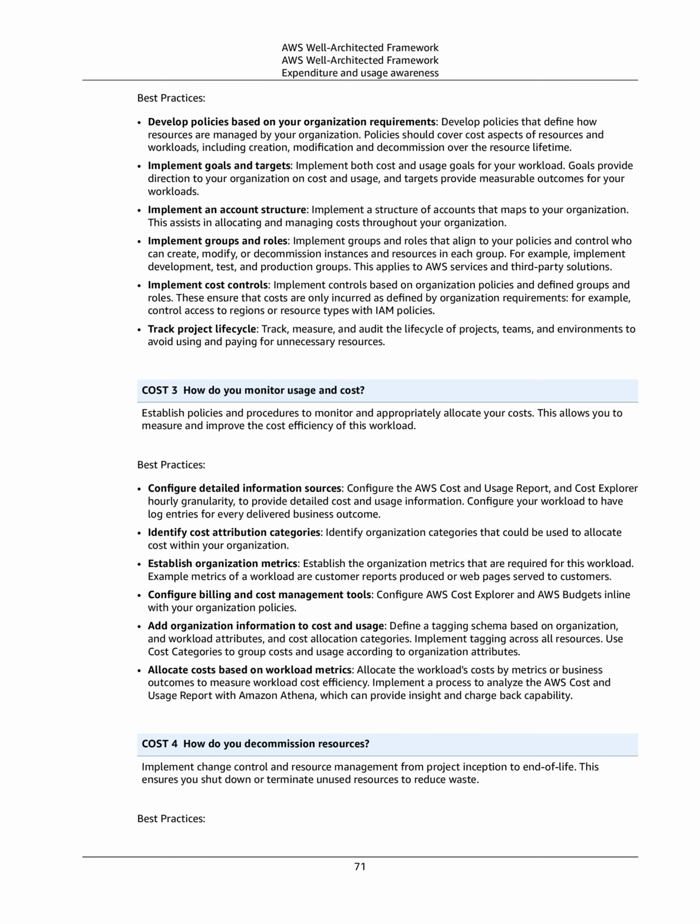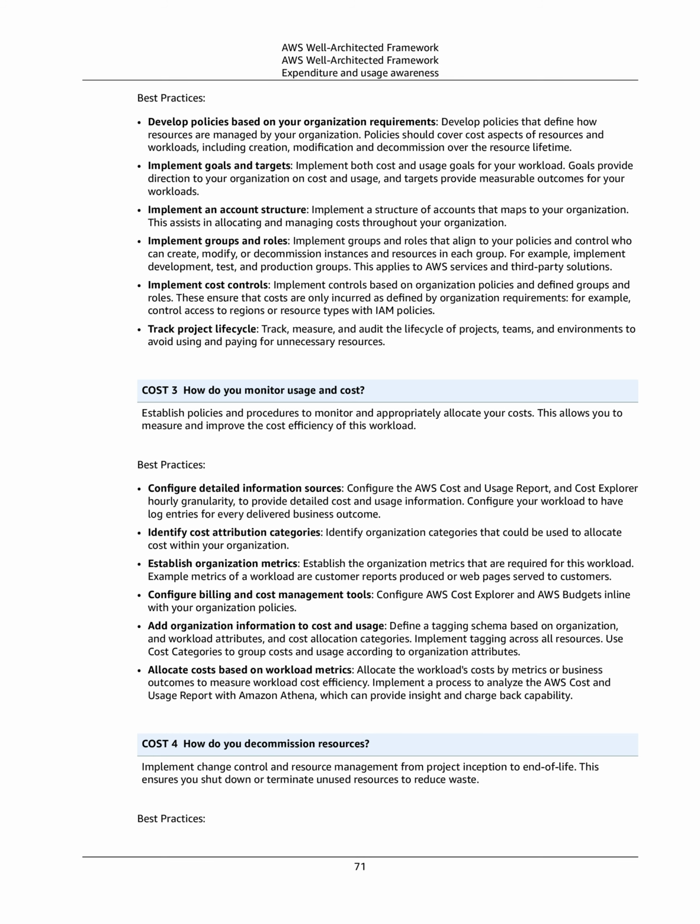Implement groups and roles. Implement groups and roles that align to your policies and control who can create, modify, or decommission instances and resources in each group. For example, implement development, test, and production groups. This applies to AWS services and third-party solutions.